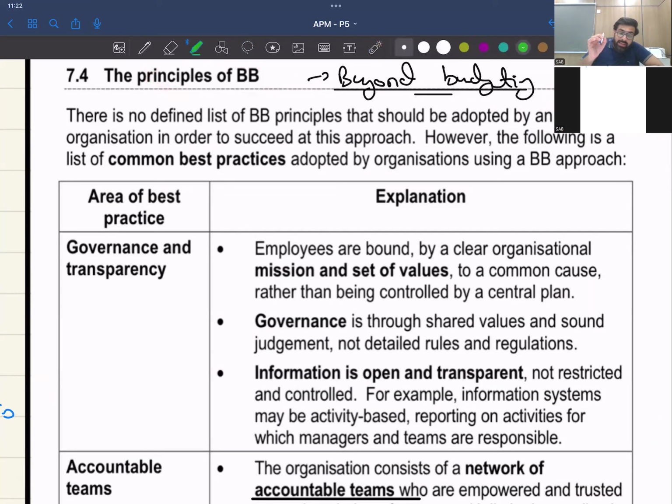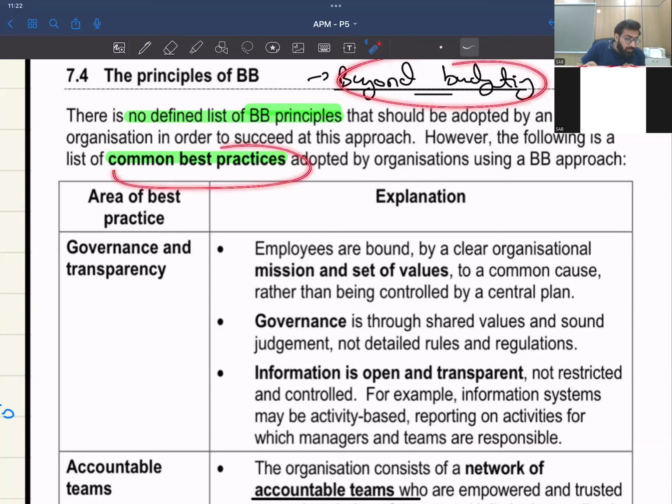It says clearly that there is no defined list of beyond budgeting principles. There is no defined approach to beyond budgeting. However, there are some common best practices. So one should remember that there are no rules for beyond budgeting. It's simple. There are no rules for beyond budgeting, but there are some common best practices.